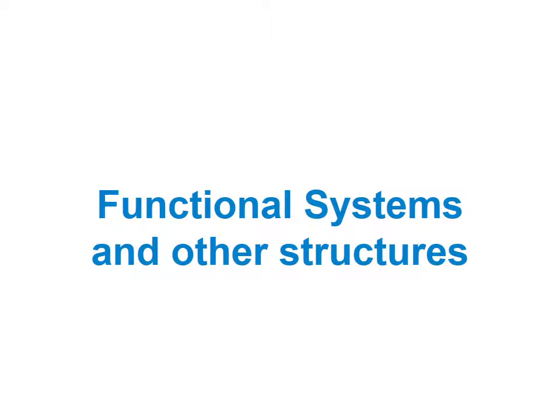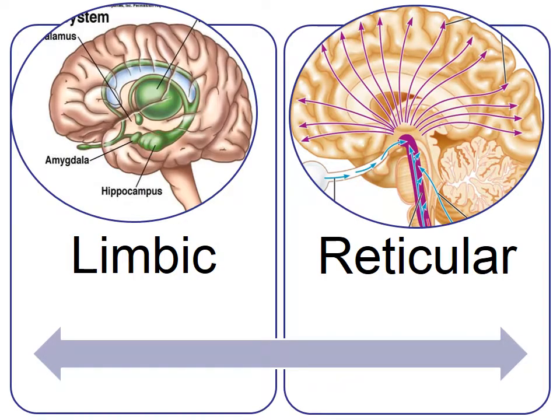In addition to these structures, there are functional systems. These are gyri, nuclei, or tracts that interconnect different parts of the brain for a specific function. The two main functional systems are the limbic and reticular.